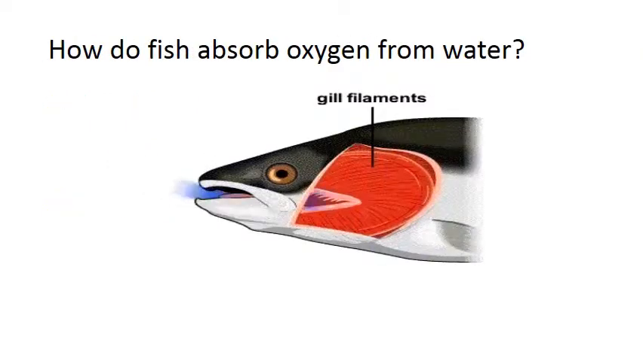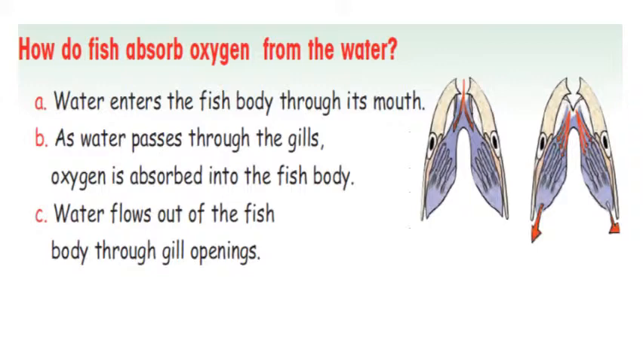Adult fishes have a pair of gills. Each gill is covered by a bony lid which is removed from the sketch. A fish draws in water by closing the lid over its gills and opening its mouth. When the fish closes its mouth and opens the gill lid, water is forced out and over the respiratory surfaces of the gill filaments. Okay, Karim, can you read this, please? How do fish absorb oxygen from the water?